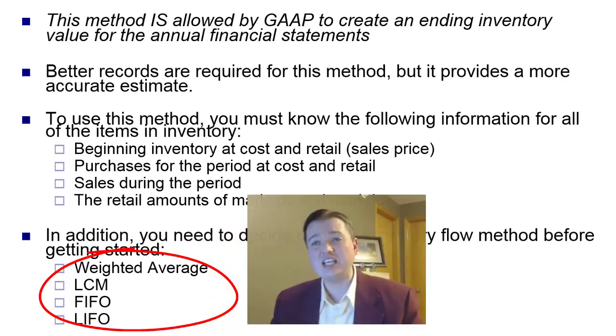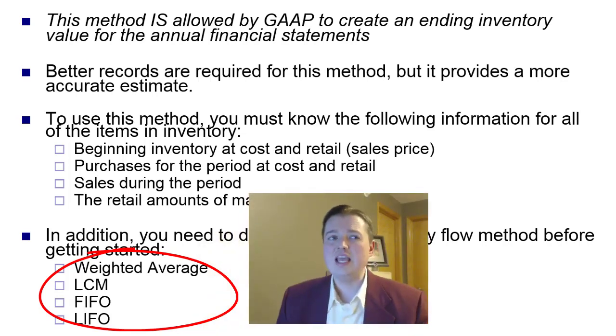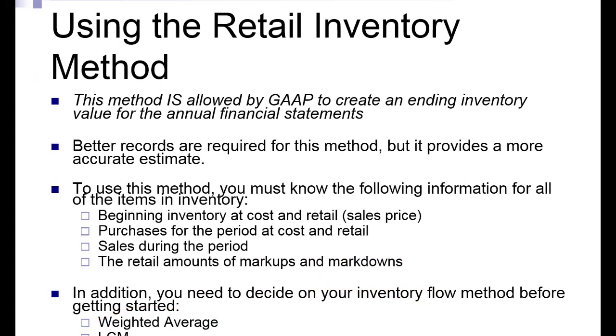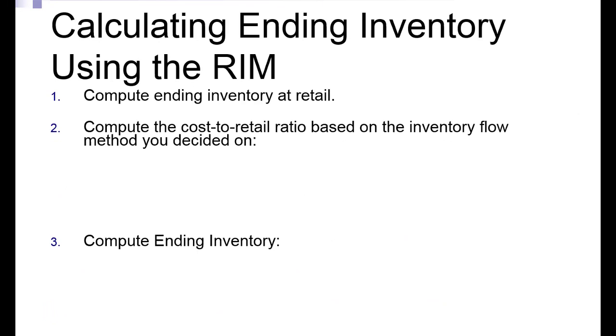The nice thing about retail inventory versus gross profit is it allows us to be flexible and do all of the different methods. Let's go ahead then and jump into how we actually do this. Step number one is to figure out ending inventory at retail. So at the end of the period, what could I sell all of this stuff for that's still in my shop or my warehouse or whatever? Second, we need to create a cost to retail ratio, and it's based on whichever inventory flow method you decided on.